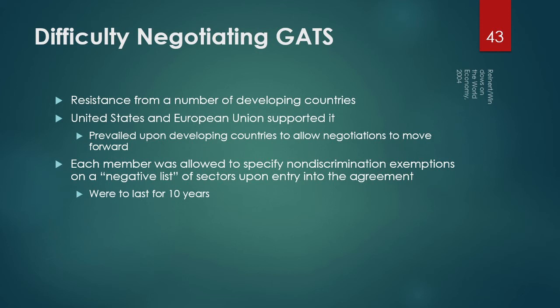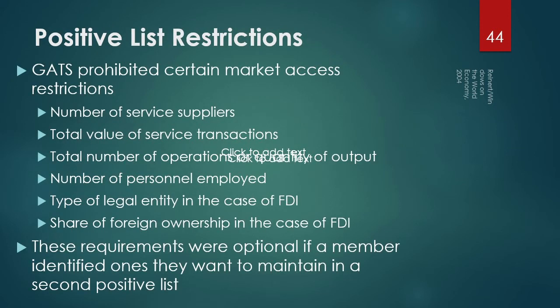Each member was allowed to specify non-discrimination exemptions on a negative list of sectors upon entry into the agreement, and those were to last for 10 years. In the General Agreement on Trade in Services, there are also positive list restrictions, including service suppliers, the total value of service transactions, the total number of operations and output, the number of personnel employed, the type of legal entity in the case of an FDI, and these requirements were optional if a member identified ones they wanted to maintain in a second positive list.